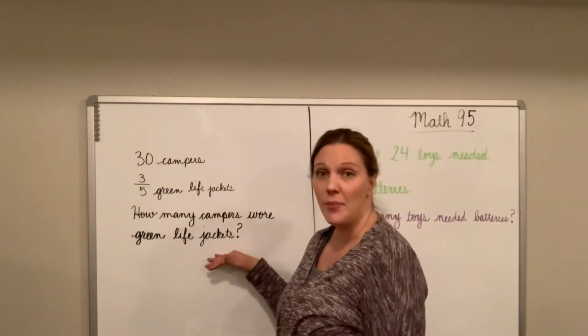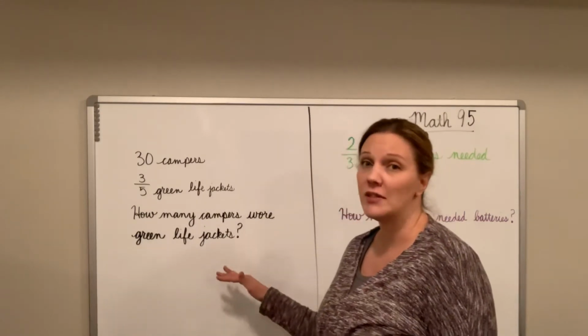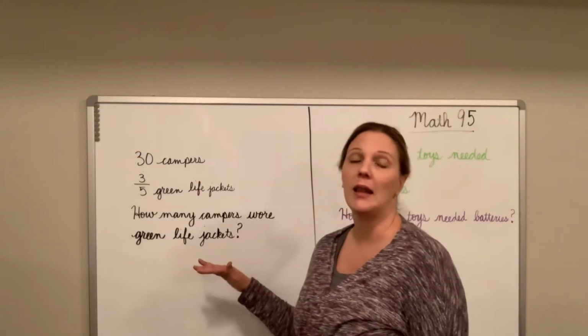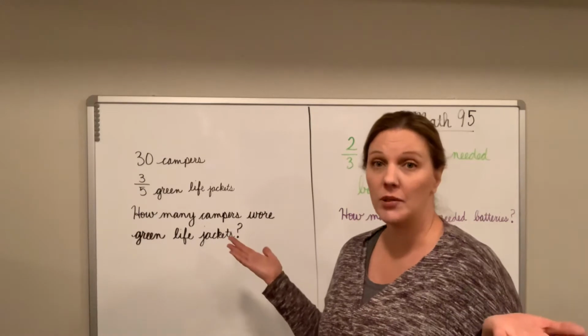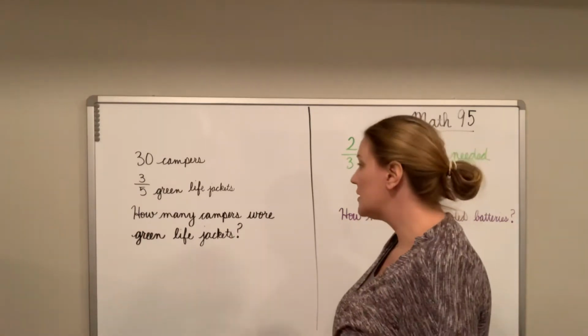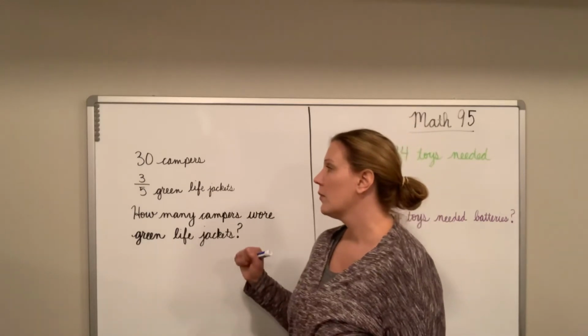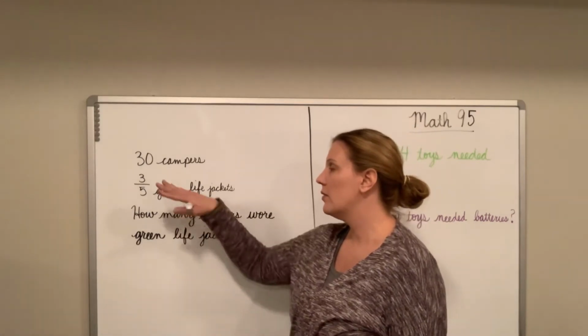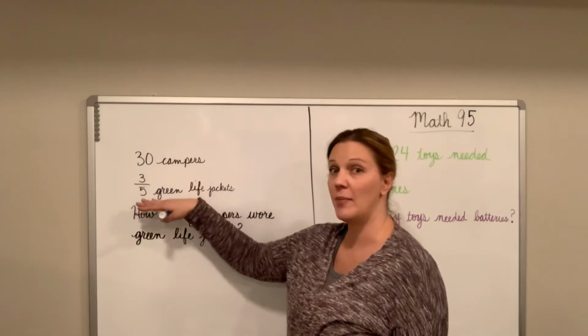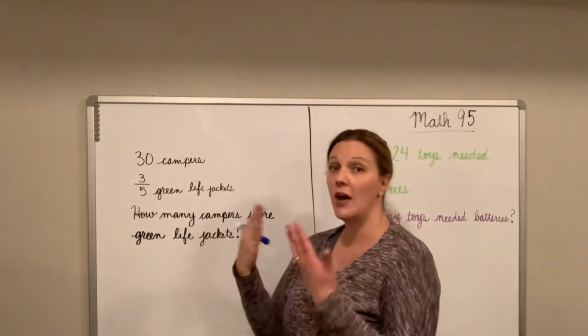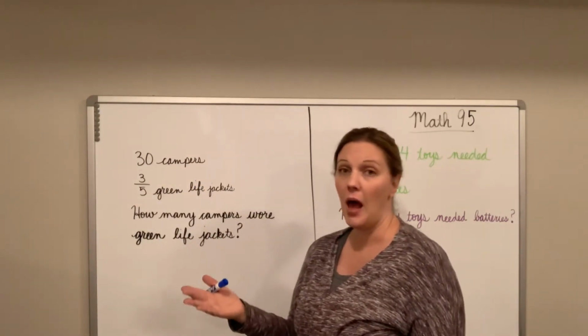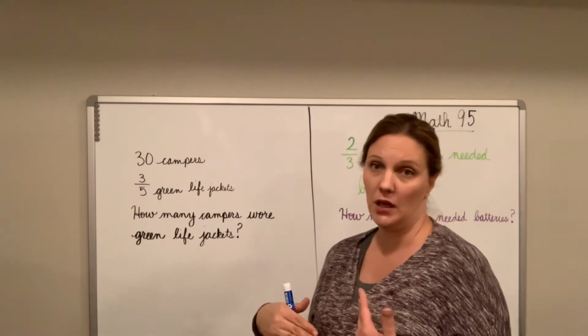There were 30 campers in the forest. 3/5 of the campers wore green life jackets. How many campers wore green life jackets? So first off, we need to solve and find out what 30 campers, 30 in all, divided by 5 is. So we have 30 campers divided into 5 groups. How many campers in each group?